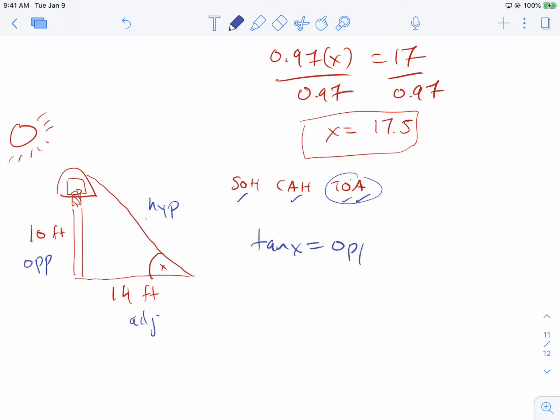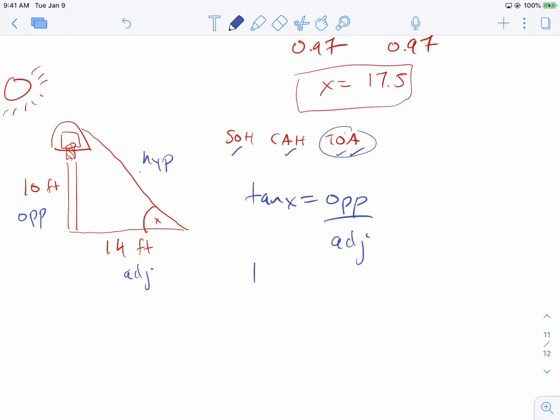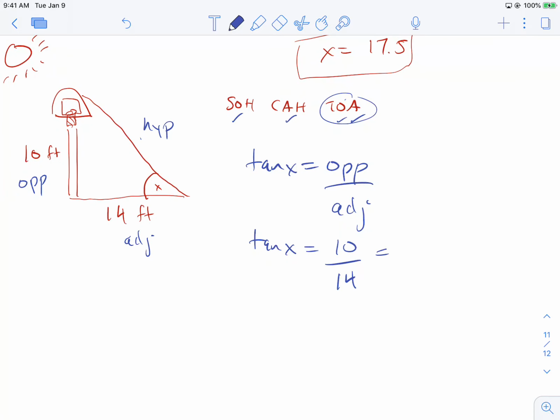Tan x equals opposite over adjacent. So let's fill in what we know. Tan x, we don't know our angle, equals opposite, which is 10, over adjacent, which is 14. And if we turn it into a decimal, 10 divided by 14 is 0.714. So now we need to turn it into second function because we are solving for an angle. So we get x equals tan negative 1, 0.714.